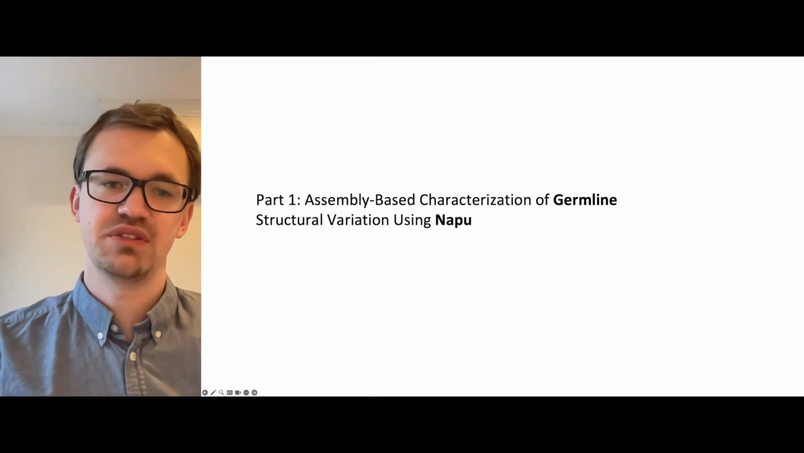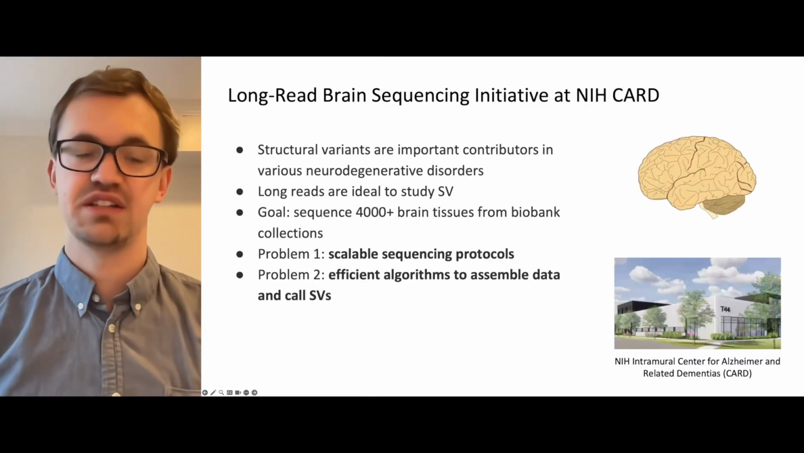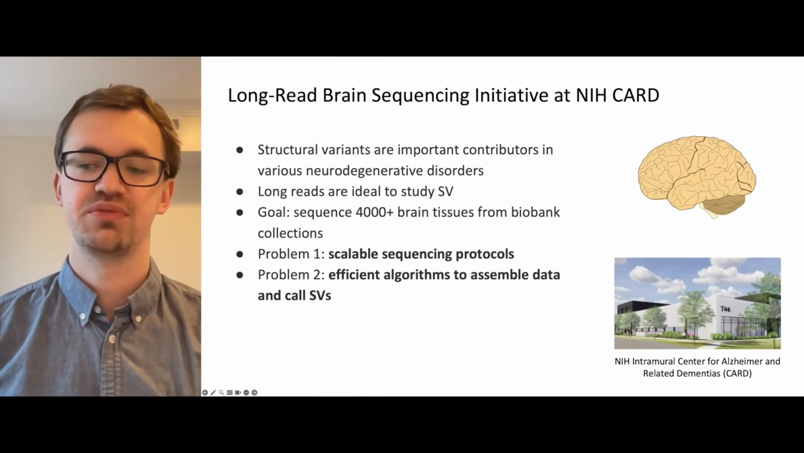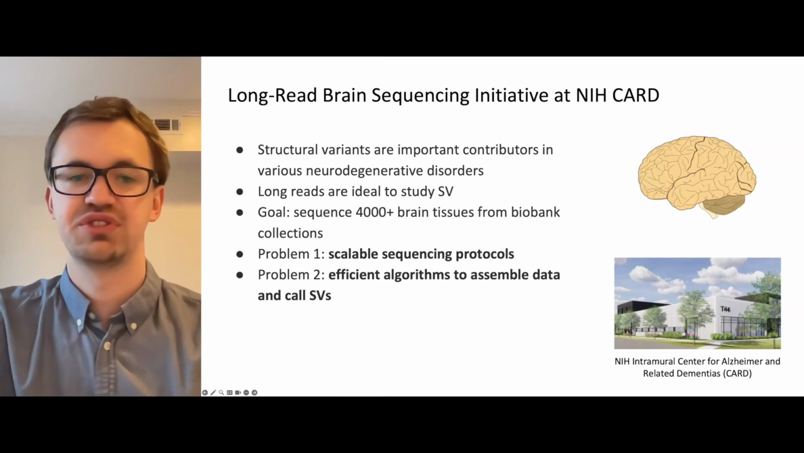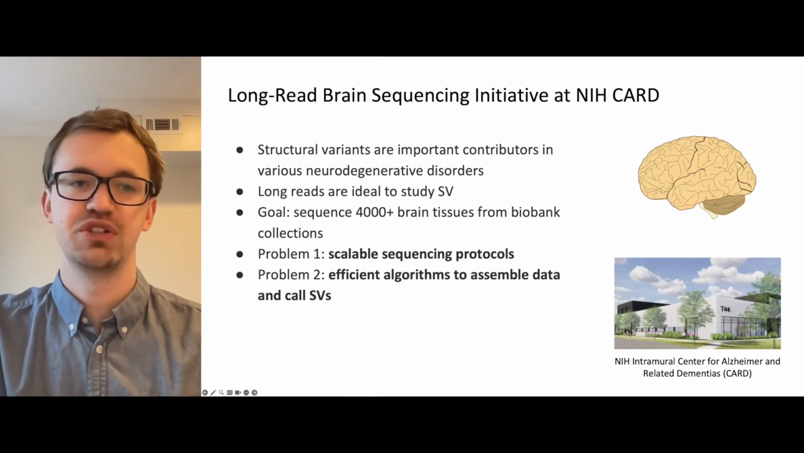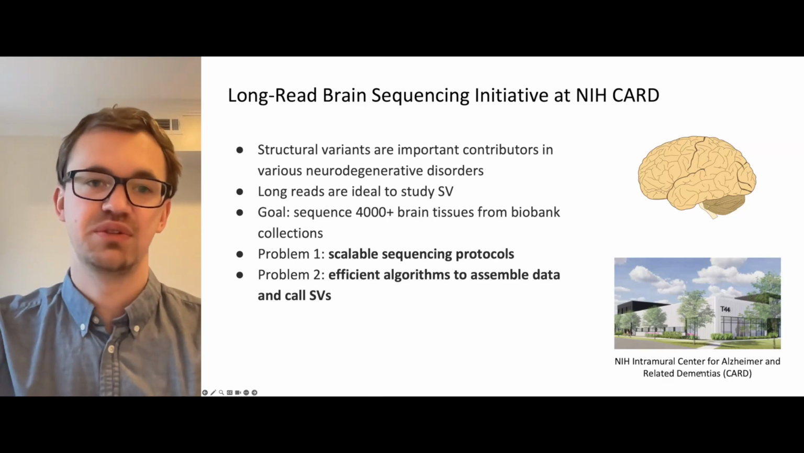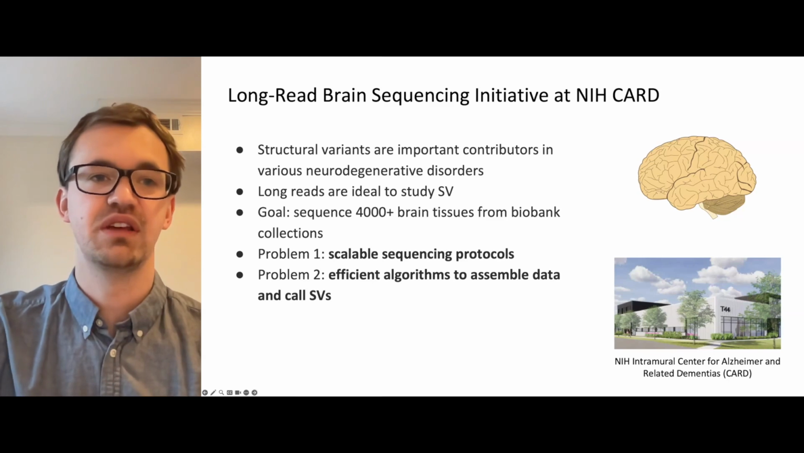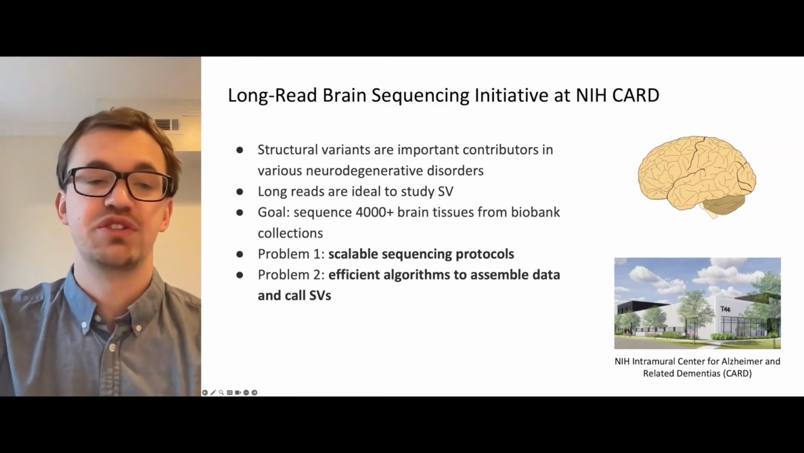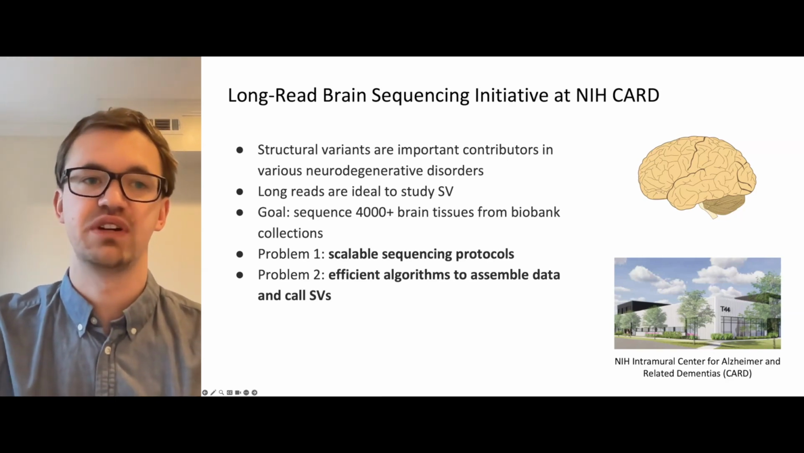So this is the first part, germline structural variation. This has been developed as a part of the CARD initiative at NIH, which stands for Center for Alzheimer's and Related Dementias. This is a new center. And as you can probably tell from the name, we are broadly interested in structural variants that contribute to various neurodegenerative disorders, and we want to use long reads to study these structural variants.